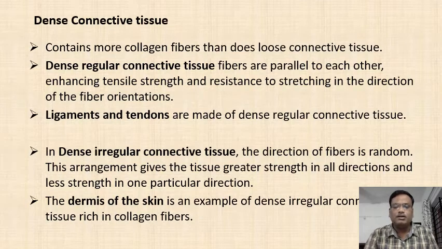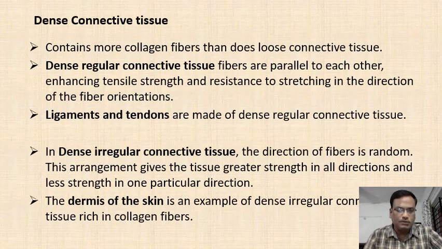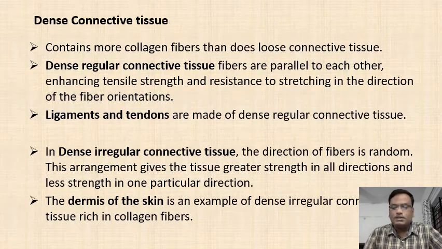So the main difference between loose connective tissue and the dense connective tissue is that more collagen fibers are found in dense connective tissue. So in dense regular connective tissue, the fibers are parallel to each other. Here we identify dense regular and dense irregular connective tissue. In the dense regular connective tissue, the collagen fibers are arranged very neatly, parallel to each other.